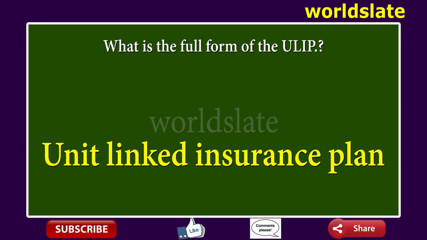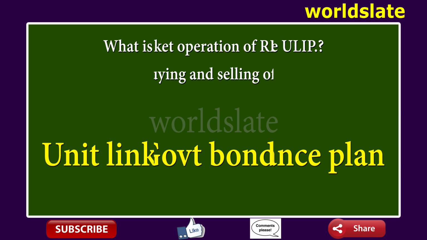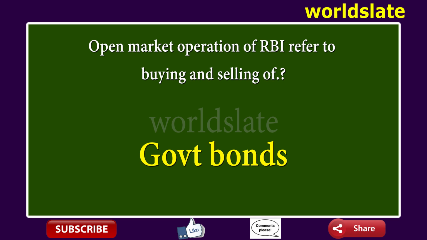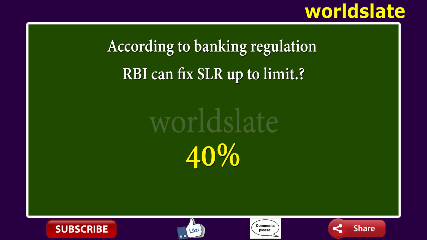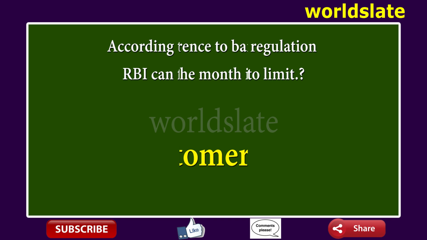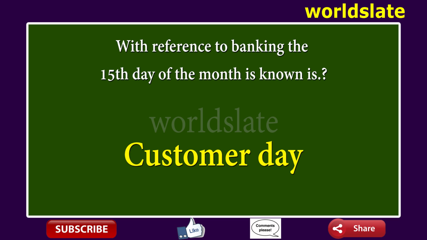Answer: Unit-linked insurance plan. Question: Open market operations of RBI refer to buying and selling of? Answer: Government bonds. Question: According to banking regulation, RBI can fix SLR up to what limit? Answer: 40%.